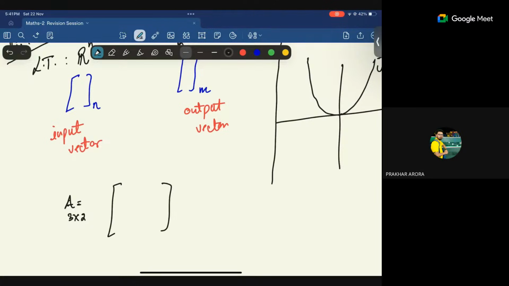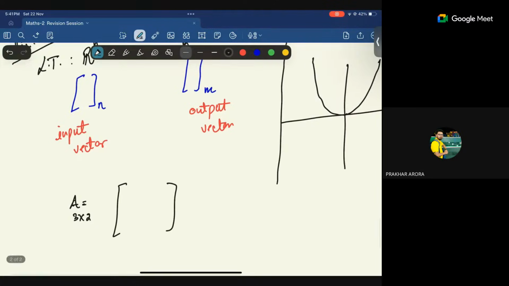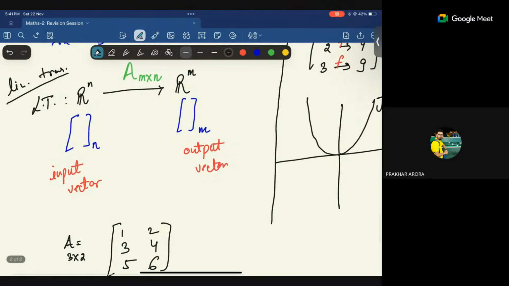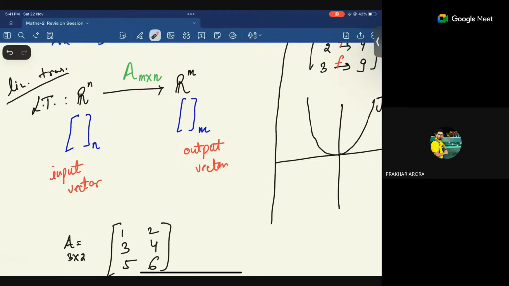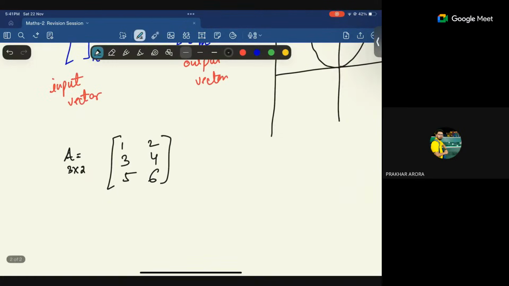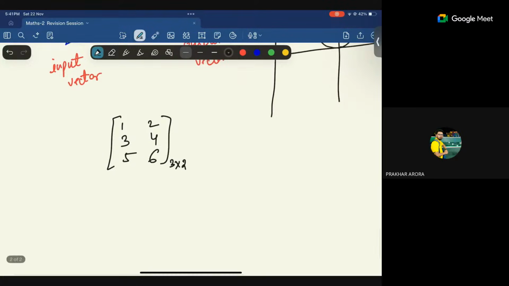3 cross 2 means 3 rows: 1, 2, 3, 4, 5, 6. This is a 3 cross 2 matrix. Now how can we tell what is the size of the input vector and what is the size of the output vector? Questions like these do come in our exam. The order here is 3 cross 2. Now how do I tell the input vector size and the output vector size?